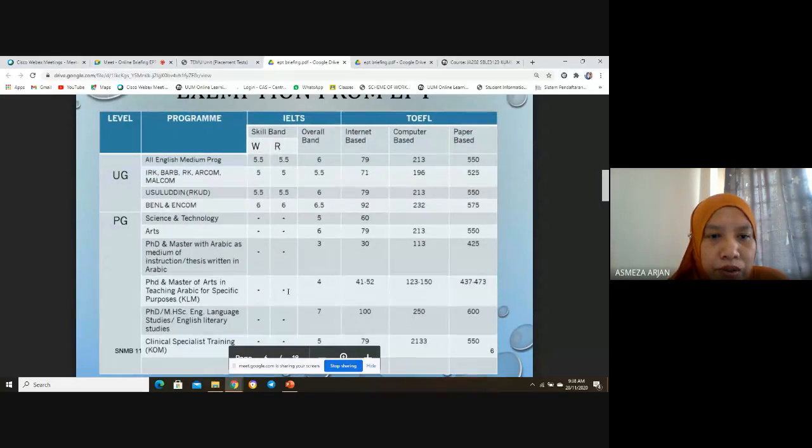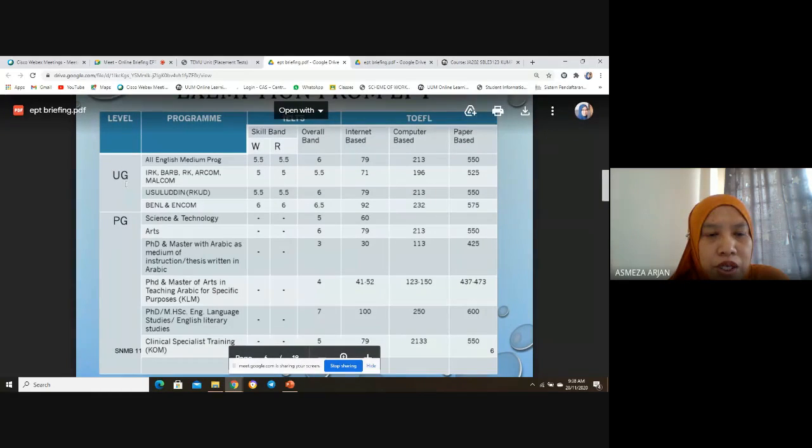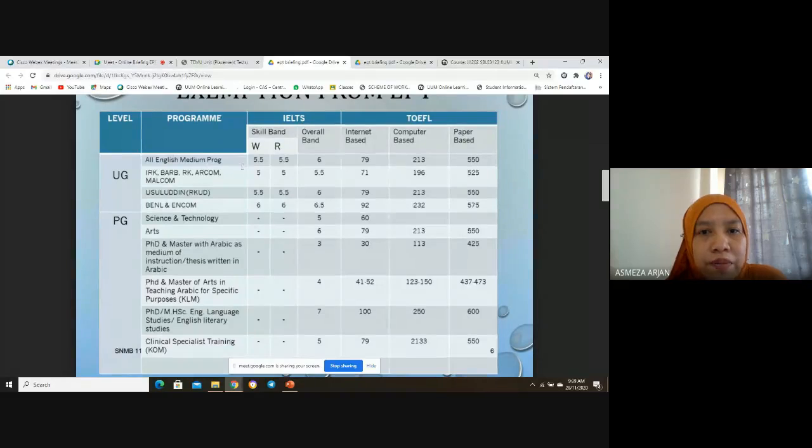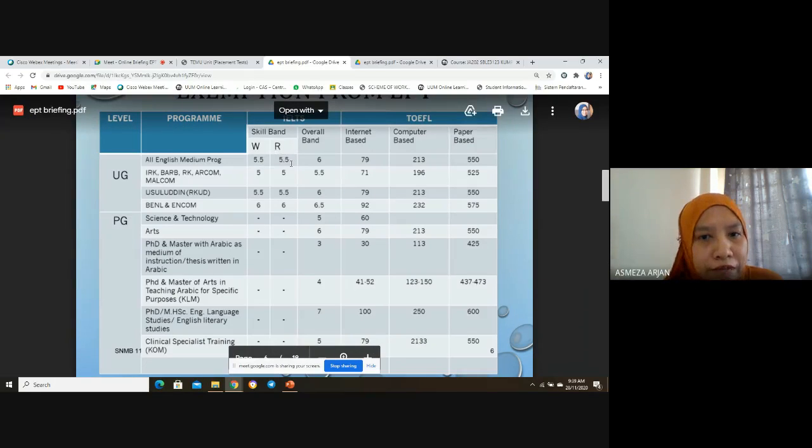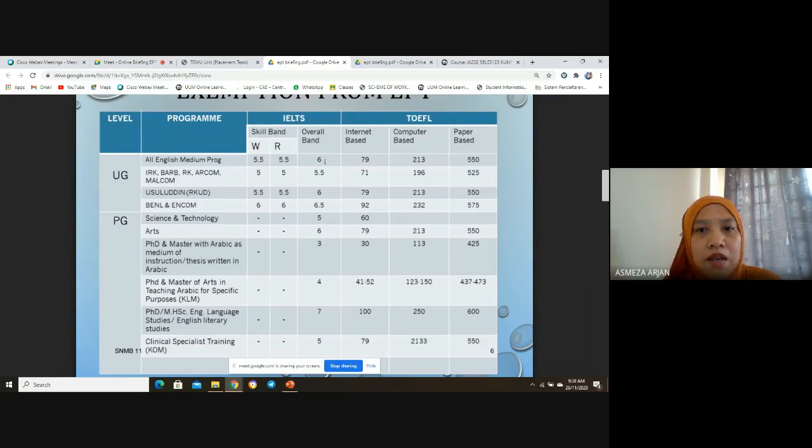Okay, so you don't have to look at the PG here. PG here means postgraduate. So look at the UG. So all English medium programs. English medium program here means economics, what else, architecture, sciences subjects. So your minimum requirement would be writing band 5.5, reading band 5.5, and overall band of 6. If your certificate reaches this, then you are exempted.